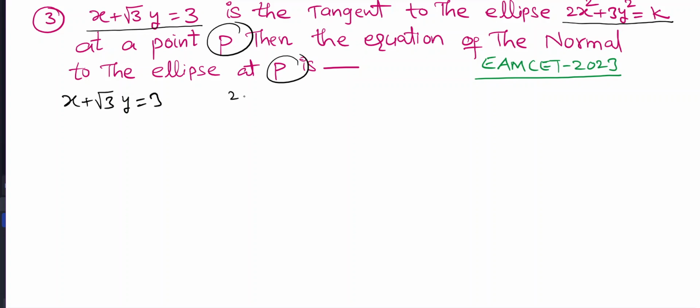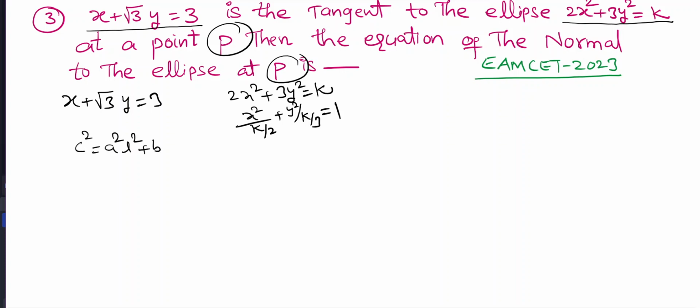The ellipse equation is 2x² + 3y² = k. From this, x²/(k/2) + y²/(k/3) = 1. This is the ellipse. Now this line is tangent to the ellipse. That means the condition for tangency is c² = a²l² + b²m².